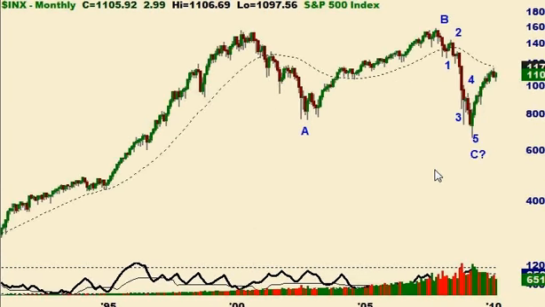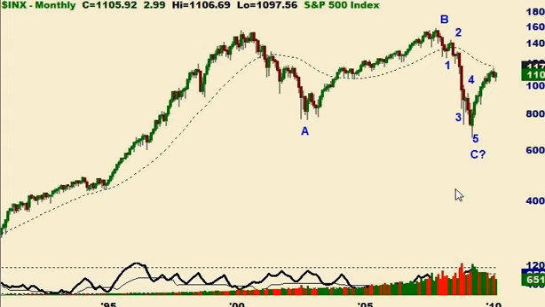And here's the monthly chart. This gives us the overview of the long-term count, which also can be counted off of the 2000 highs as an ABC decline that completed on the March lows. A down into the 2001-2002 bear, a B wave high, and then you can clearly see a potential 5-wave structure, which could be the end of C.